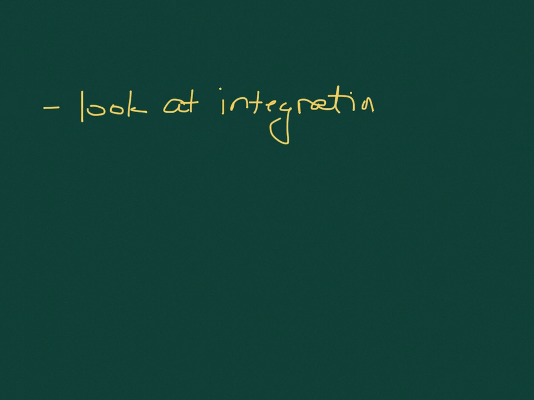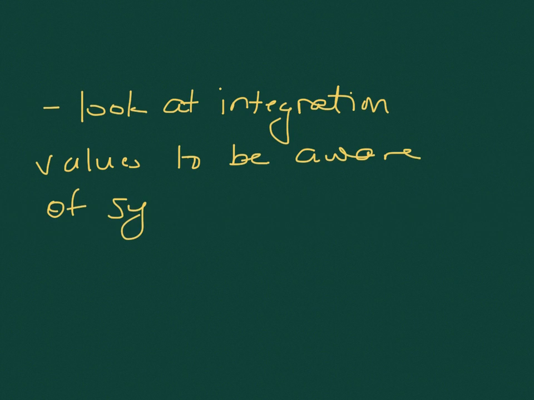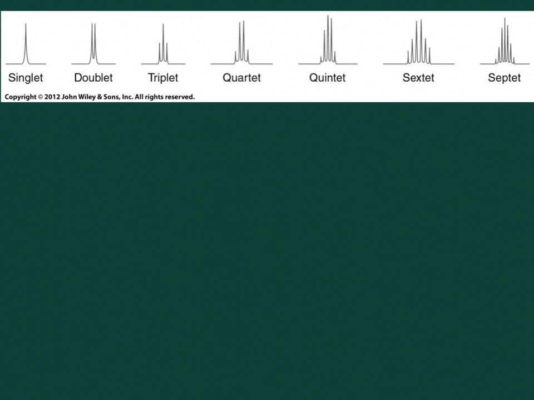Remember, when you look at integration values, to be aware of symmetry. We are going to practice interpreting NMR spectra, and it will allow you to make more sense of the integration values. Now let's explore 16.7, which has to do with multiplicity.